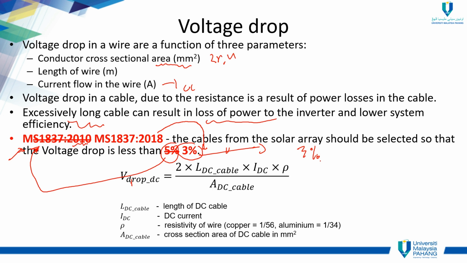The allowable voltage drop for the DC solar system, the DC side, is 3%. If you answer 5% in a question, for example, depending on my mood, maybe I can give the correct answer. If at that time I'm in a bad mood, I just follow the standard, which is 3%.